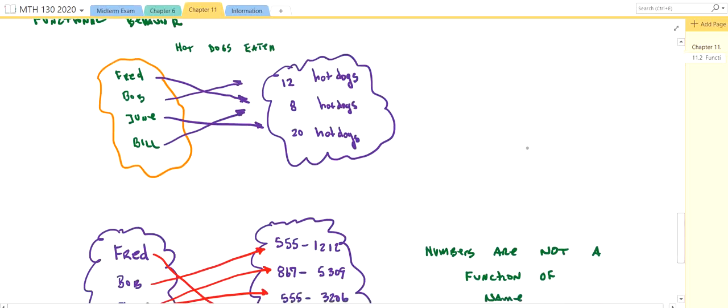And of course up here, if we label this as names and maybe number of hot dogs eaten, up here the eaten is a function of names.